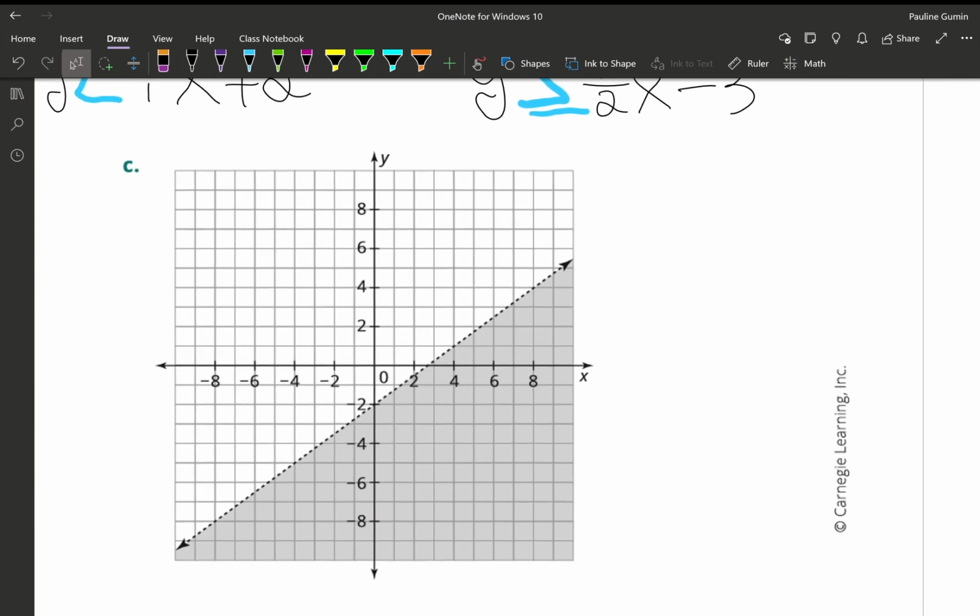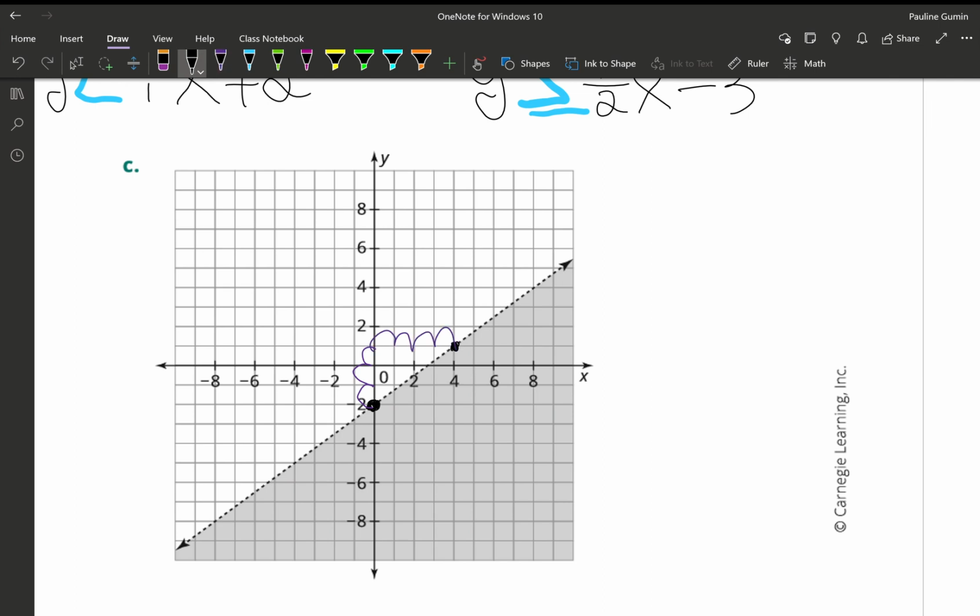Let's once again mark our y-intercept. Excuse me. You see this? Do you see this? It's just not liking me today. Y-intercept and then a perfect point. Let's count for our slope. 1, 2, 3. 1, 2, 3, 4. Okay.